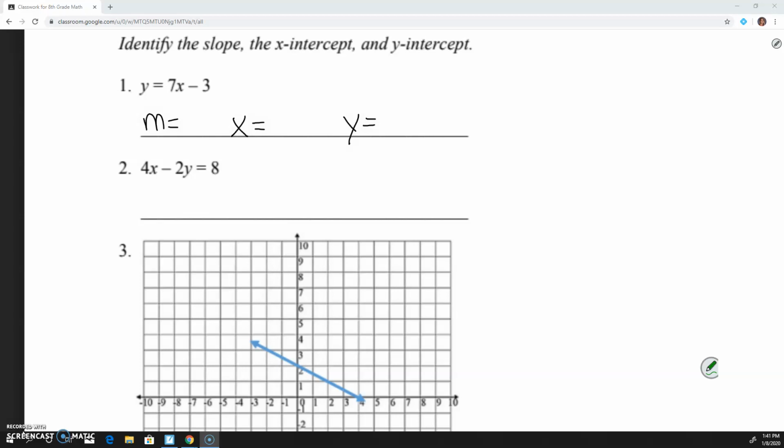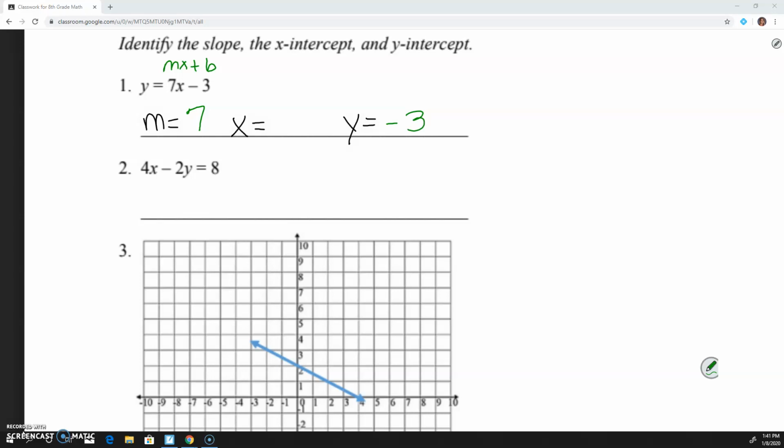Why is it 7? Because it's your slope. Your slope is always next to x. M is 7, it's always next to x. This is y equals mx plus b, right? What's your y at the very end? Negative 3.